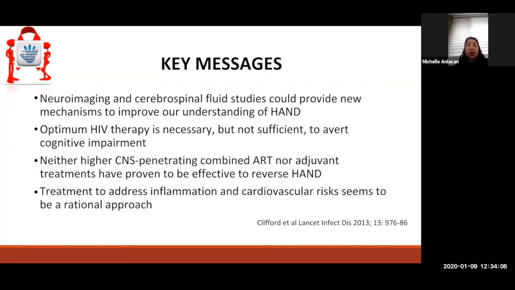So oftentimes you need to do neuroimaging and cerebrospinal fluid studies to make sure that no obvious or usual suspects are there in terms of CNS infection. Although HIV therapy is necessary, sometimes it's not really sufficient to avert cognitive impairment. And hence, you have to make sure that they will invest in their cognitive reserve and brain health. So treatment to address neuroinflammation and cardiovascular risks seem to be a more rational approach. And for me, in our setting, in our country, asking the patients to build their cognitive reserve may be a better treatment option. Next, please.